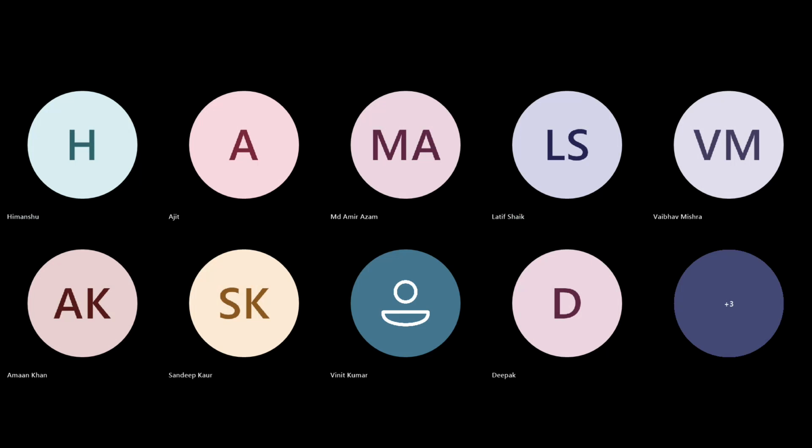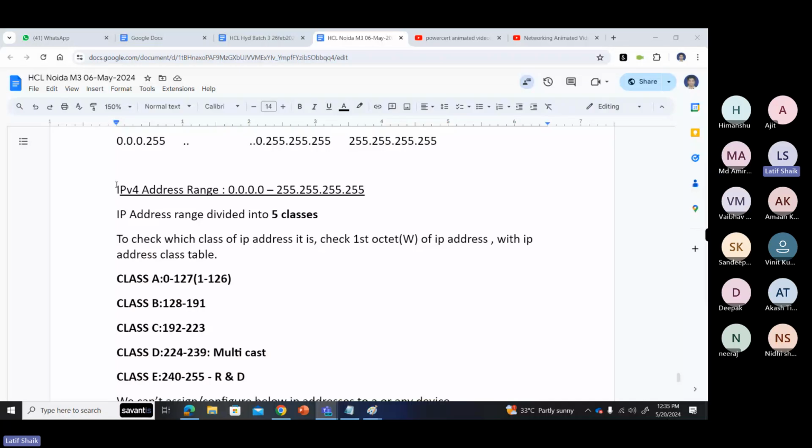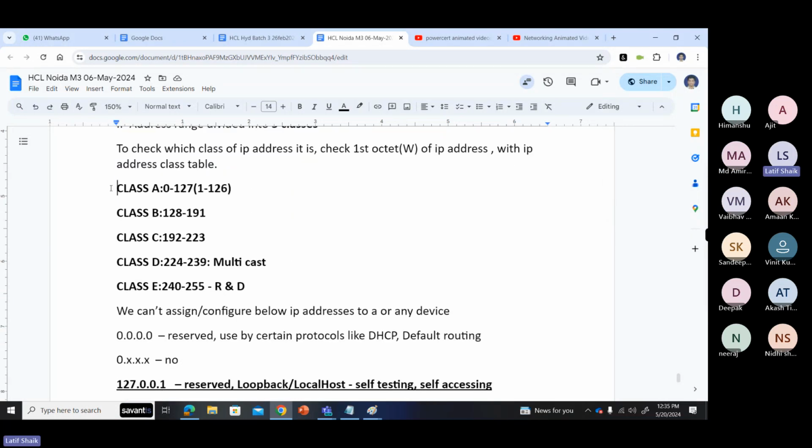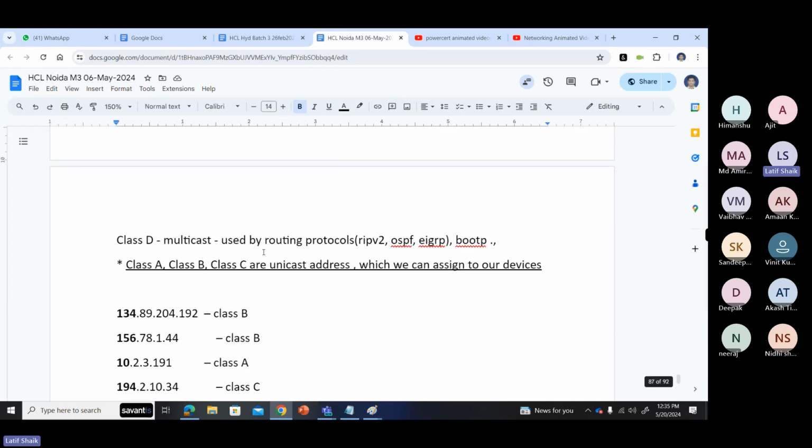So our total IP addresses are divided into 5 classes: Class A, Class B, Class C, Class D, and Class E. Again, Class A, Class B, and Class C are unicast addresses, which we can assign to our devices.